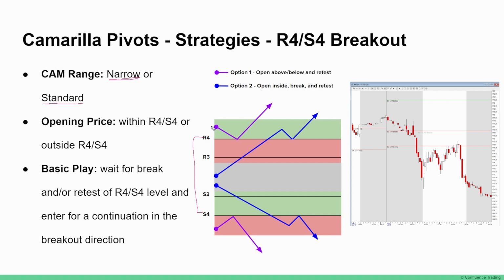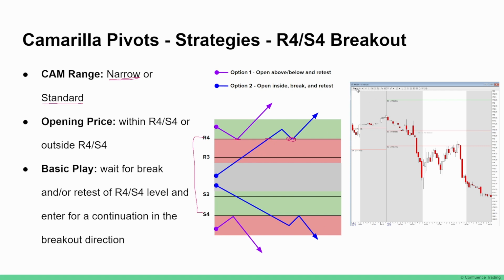So you'll wait for R4 to retest here, or you'll wait for it to break out and then retest. And you would enter on this retest of the level for an upside move, or with S4, a downside move. So again, 2 different options. Both are essentially trying to wait for it to break and then retest that level before moving higher or lower.